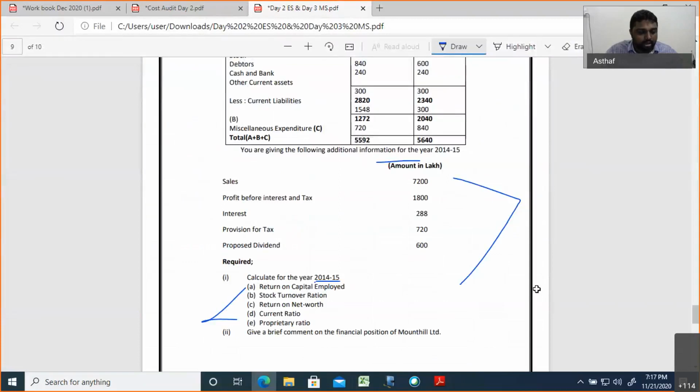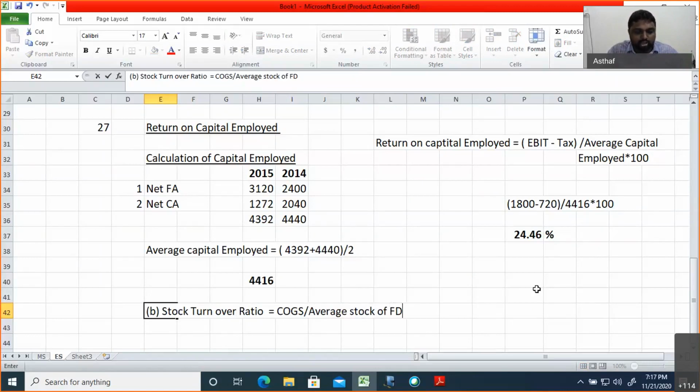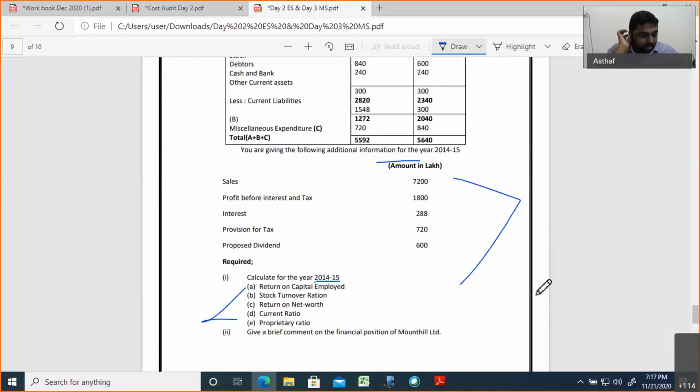What is next asking? Stock turnover ratio. So the B part they were asking. Who all remember the stock turnover ratio formula? Stock turnover ratio is equal to, you are correct, COGS divided by average stock of finished goods. So what is the COGS that we have to take for the current year? COGS is cost of goods sold.